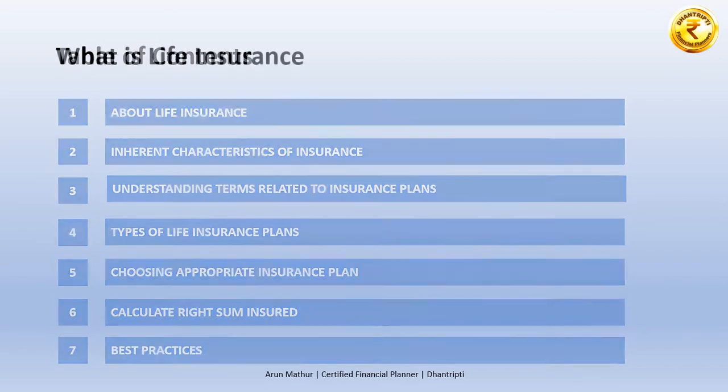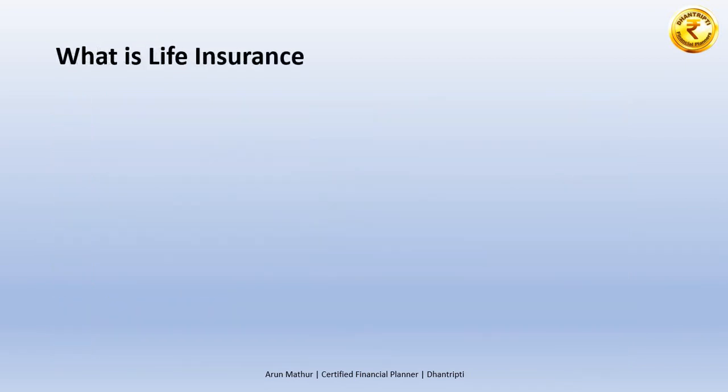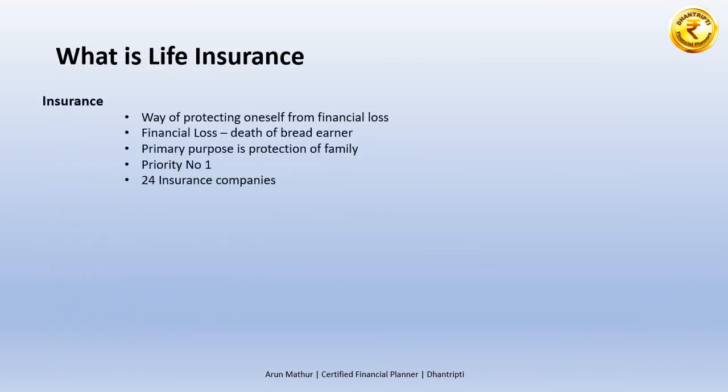So moving on, let's first understand what life insurance is all about. It is just a way to protect oneself from financial loss. In case of life insurance, the death of a breadwinner would be a financial loss for the family. So life insurance is primarily taken as a protection for the family. It should be our priority number one. In India, today there are 24 insurance companies which provide life insurance policies.